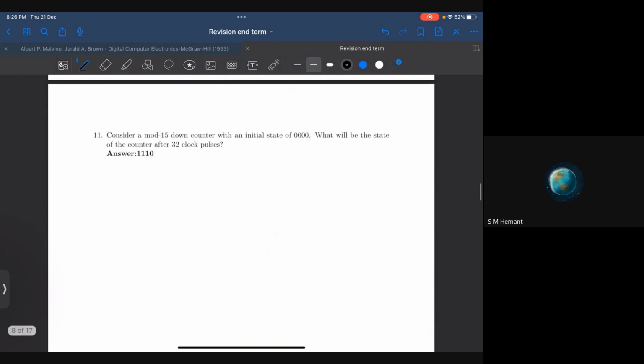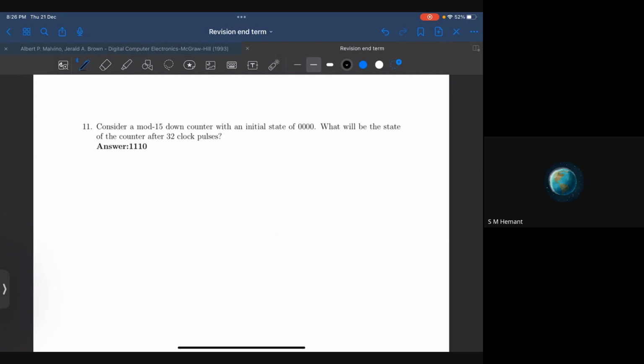Okay, now consider a mod 15 down counter with an initial state as given. Based on the GA, from week 9 or week 10 GA. Whatever the mock is given, we try to keep a similar pattern to the end-term exam. So some questions we have created new and some questions we took from GA and PA. So consider a mod 15 down counter with an initial state. What will be the state of the counter after 32 clock pulses?